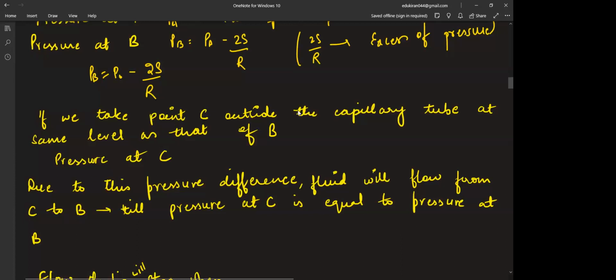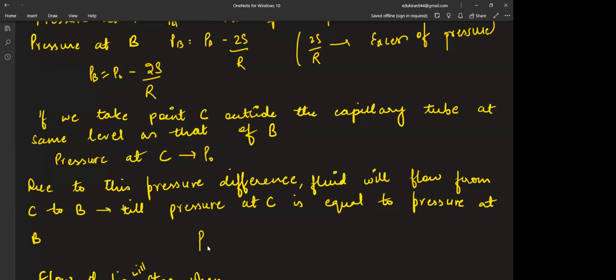Now, if we take point C outside the capillary tube at the same level as B, where the water level is the same, Pascal's law, if you remember. The individual pressure at C is P naught. Now, pressure differences will be there: P_B is there, P naught is present. Due to this pressure difference, fluid will flow from C to B till the pressure at C is equal to the pressure at B. What is meant by this line? This is the application of Pascal's law. Whatever the pressure at B will be equal to the pressure at C. Since you have already done Pascal's law, we are not focusing on that. This is what is meant by that.